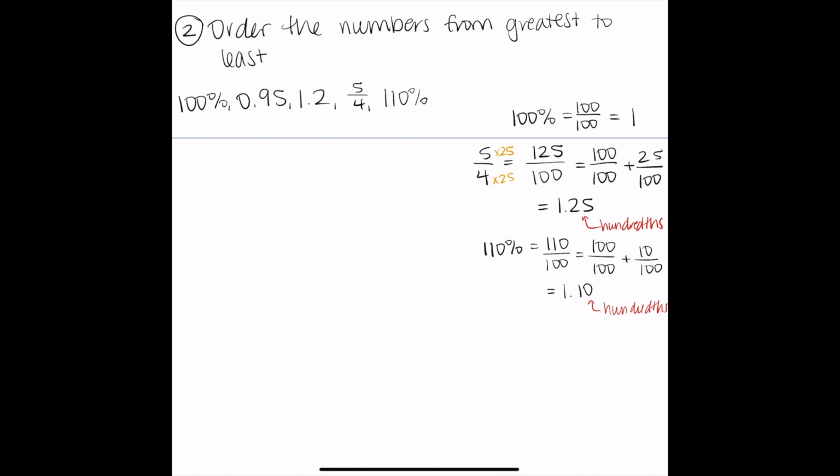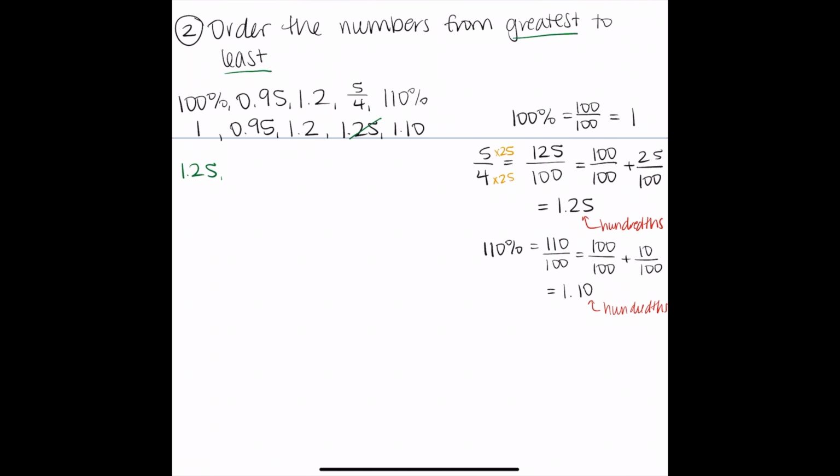And now that we've converted everything into decimal form, we can go through and write it out. So we knew that the 100% was 1, the 0.95 will just stay, the 1.2 will just stay, the 5/4 gave us 1.25, and the 110% gave us 1.1, right? So we can order this from greatest to least, right? That's what the directions say. We can do this in decimal form first and then go back to the original numbers that we were given.